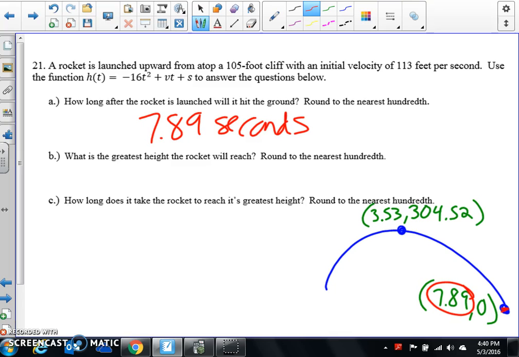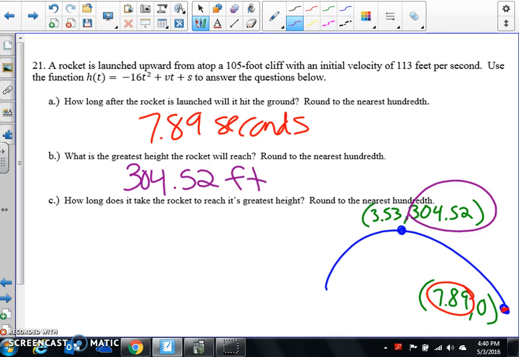Okay, the next question. What is the greatest height the rocket will reach? So the height is your y value. So 304.52 feet. And how long does it take for it to reach its greatest height? Boom, right there. 3.53 seconds.